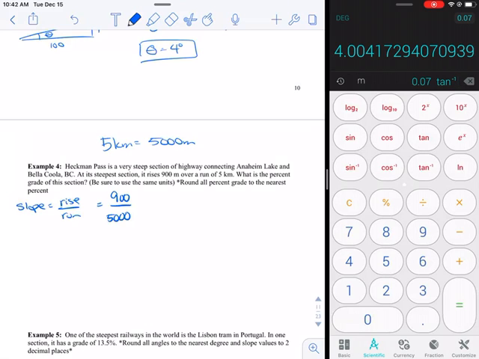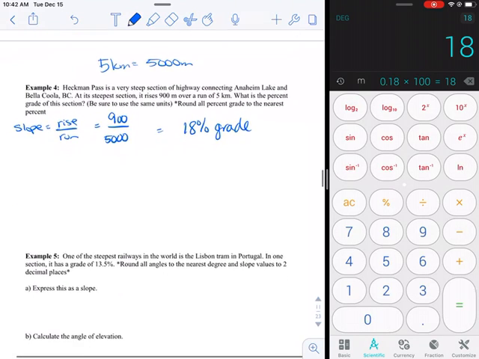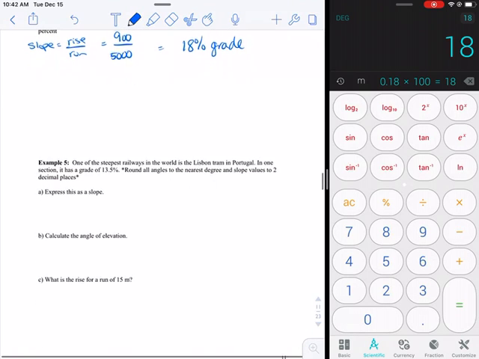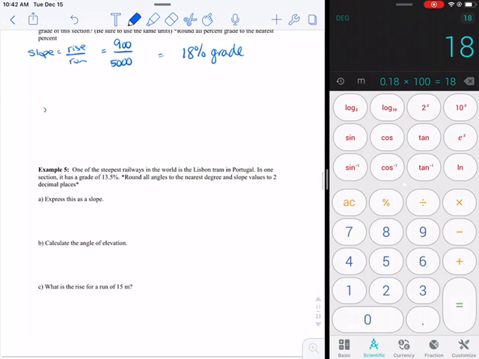All right, now its percent grade is 900 divided by 5,000 times 100. So it's an 18% grade, so quite steep. I guess I could show the math there. 900 divided by 5,000 is equal to 0.18, and then 0.18 times 100 is 18%.